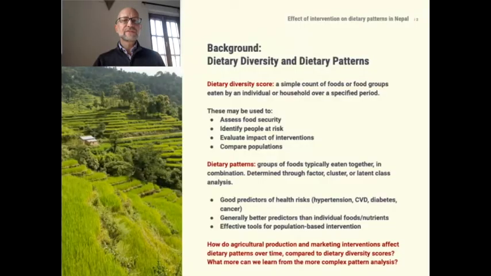I'd like to begin by defining a couple of terms. I think that most people are familiar with dietary diversity scores, which have been developed as indicators to answer specific measurement needs. In low income countries, we tend to use them a lot to explain diet quality and food security, and they're often used as indicators in longitudinal studies.